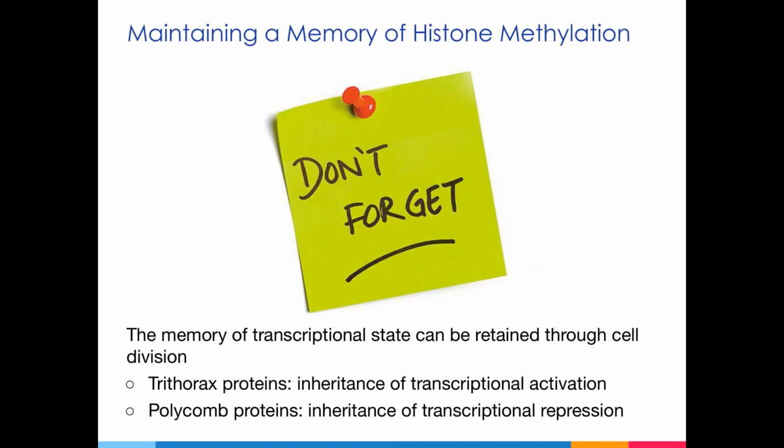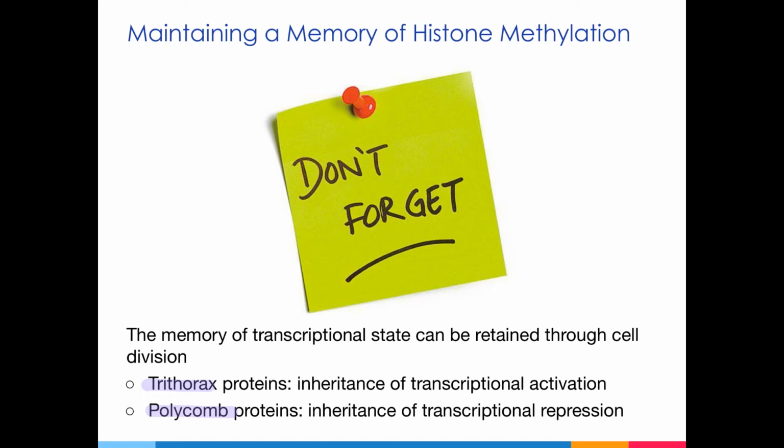A very interesting thing about histone methylation is that cells are actually able to retain their memory of methylation through cell division. So what I mean is that a cell can maintain the same pattern of histone methylation even after going through mitosis. And there are two families of proteins that are involved in that, trithorax and polycomb, and you're not going to have to remember the name. The important thing to remember here is how this happens.